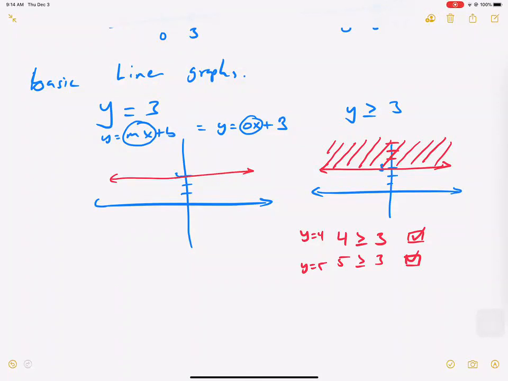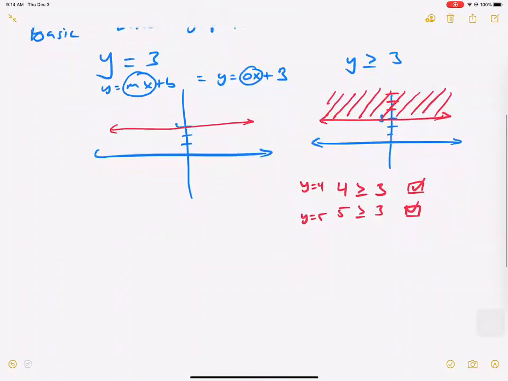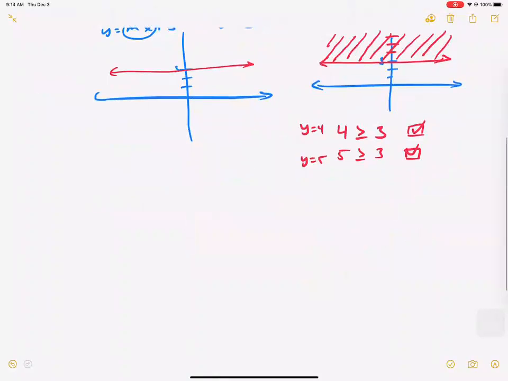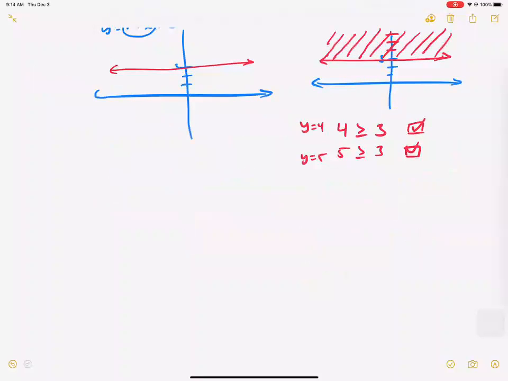Now, when it comes to inequalities, remember we had two types of inequalities. We had our equal to or not equal to. So the example is, let me draw another line. Let's say x is greater than 3, and x is greater than or equal to 3.